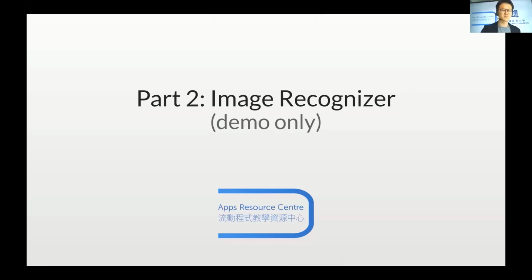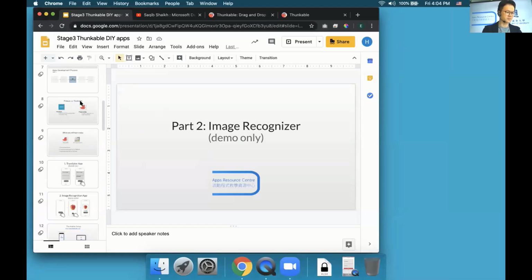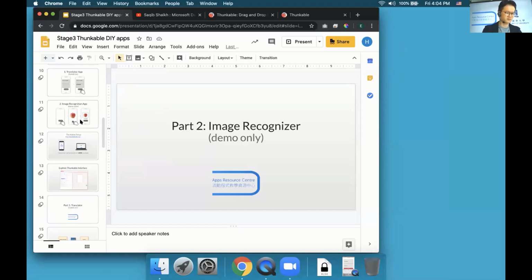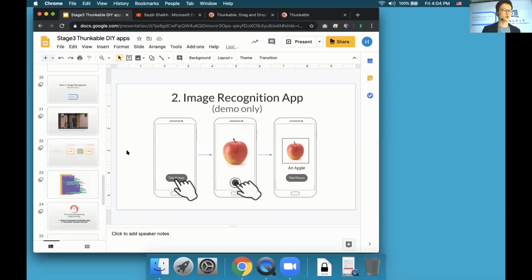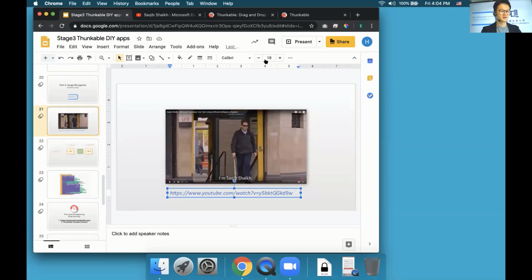But you can, by all means, spend some time after this presentation or after this workshop and try to make it on your own. Now, first of all, why do we want to make an image recognizer? Remember that picture I showed you about the image recognizer? You take a picture with the app, and then it will show you the picture and also tell you what the picture is. So now I'm going to show you a really quick video, and you'll understand why this is needed.